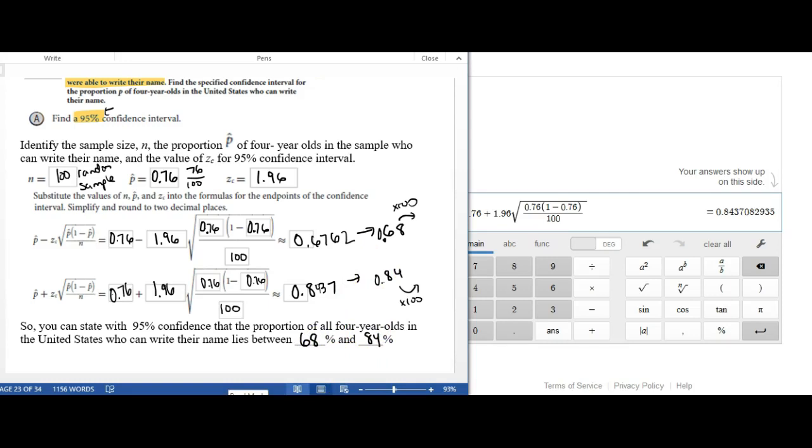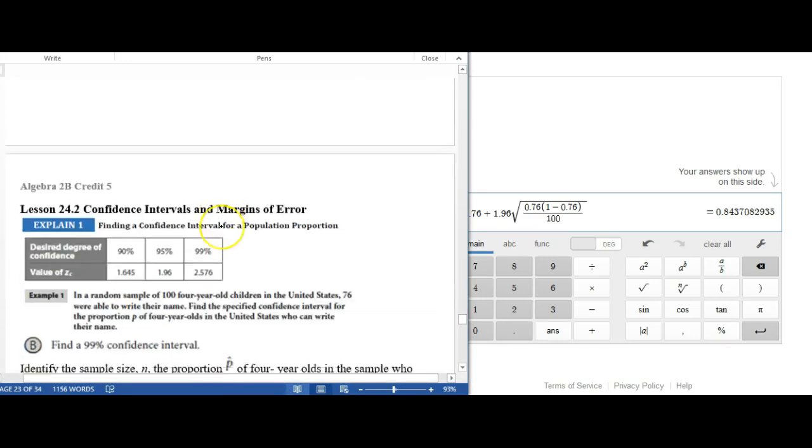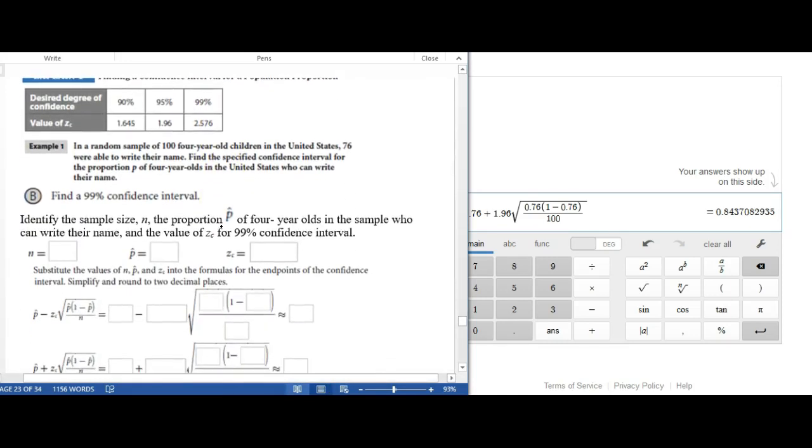All right, let's go on to part B. So for part B, again, there's our intervals, so keep those in mind. And let's highlight some important information. So again, our random sample is going to be 100 4-year-old children, and 76 were able to write their name. Find the specified interval for a 99% interval. So instead of 95, we're going to use 99%.